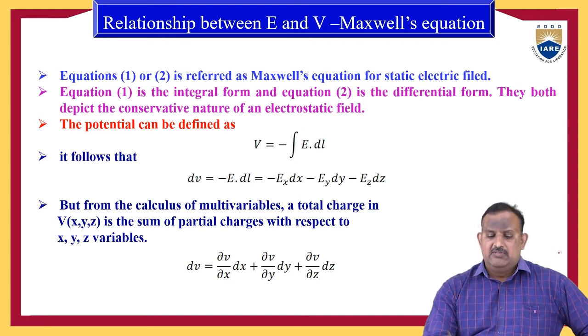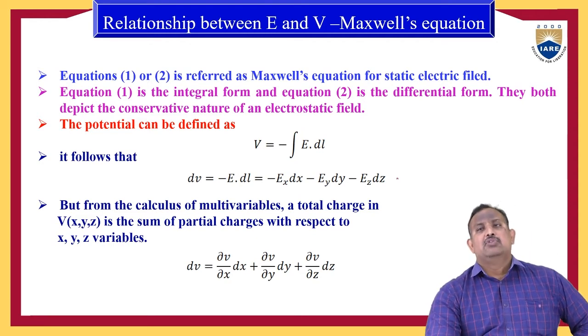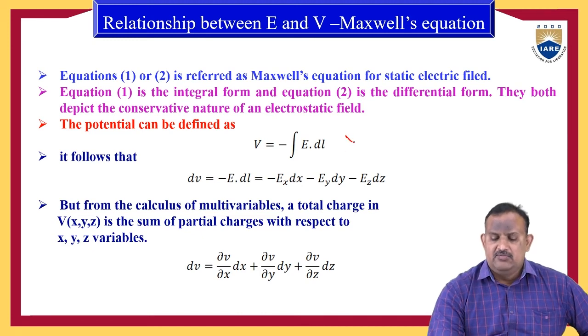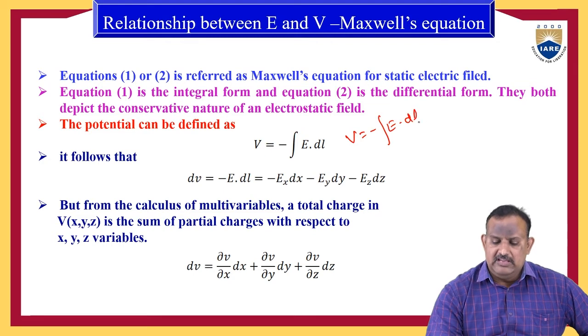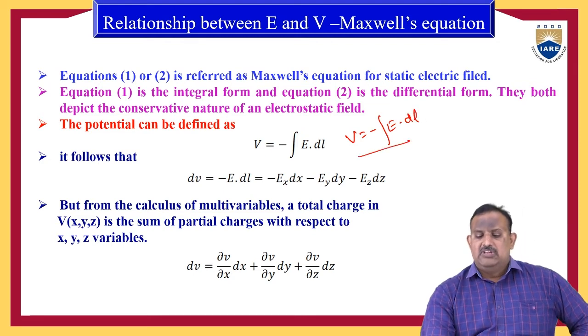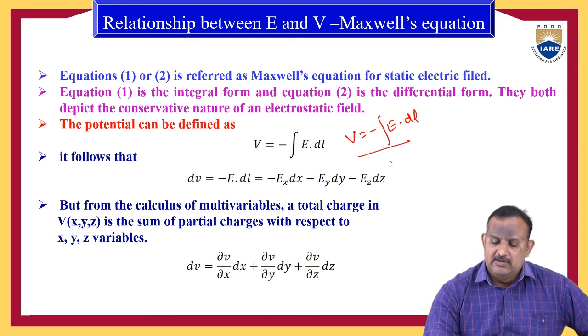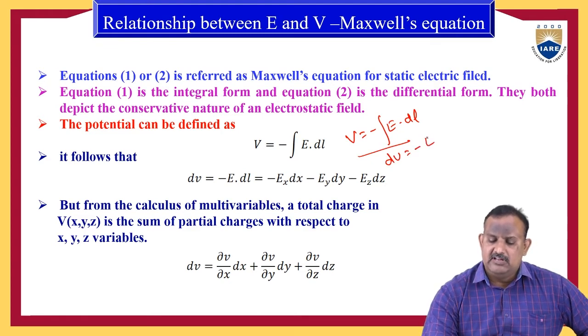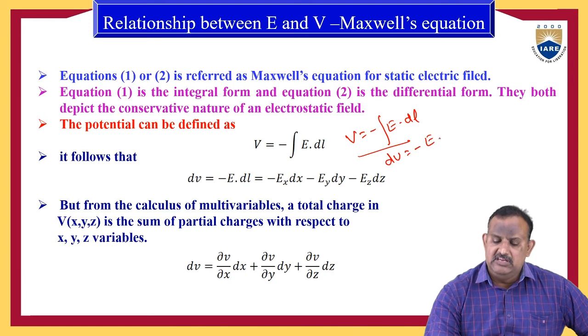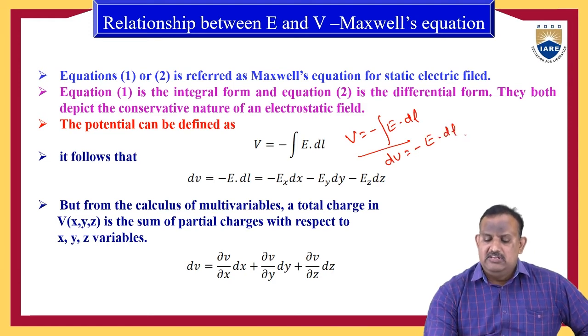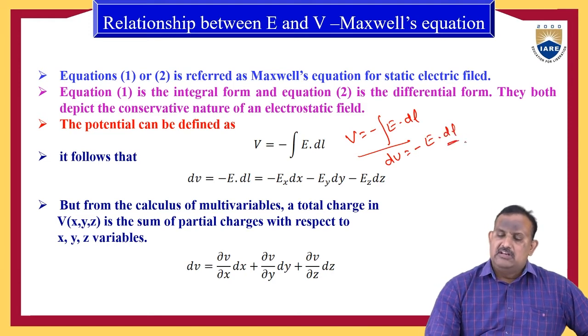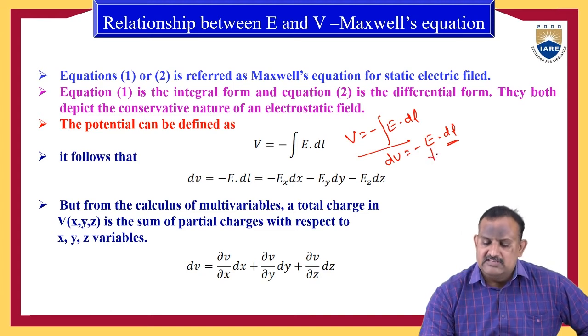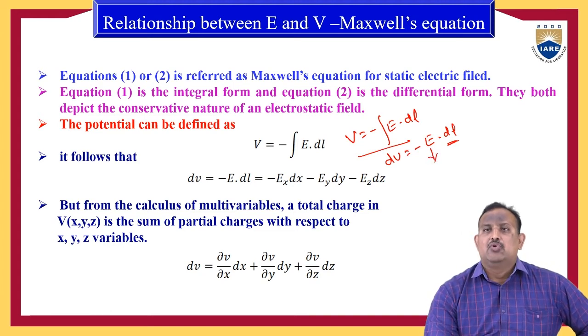So here we have a relation for potential. Already we know the relation between potential and electric field: V is equal to minus integral E dot dl. If you differentiate the equation on both sides, differentiation and integration cancel each other, and we can express it as dV is equal to minus E dot dl, where dl is the elemental length. Here dl and the electric field intensity can be expressed in the rectangular coordinate system as x, y, z components.